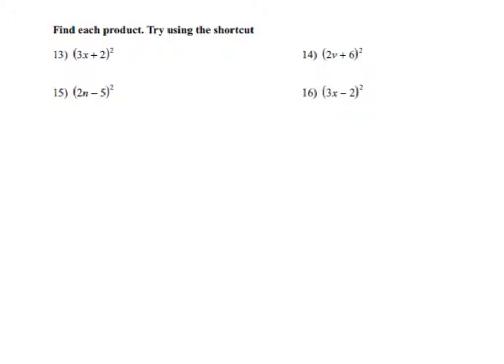Okay, so I'm going to square the first term. That's a 9x squared. I'm going to multiply those two, which is a 6x, and then double it. So I know it's a plus 12x. And then I square the last term, and I get a plus 4.